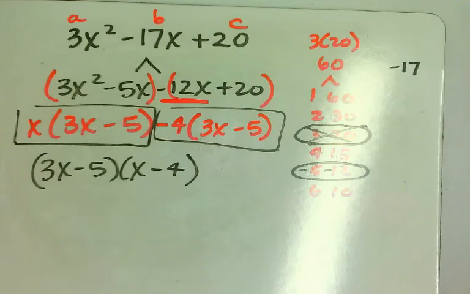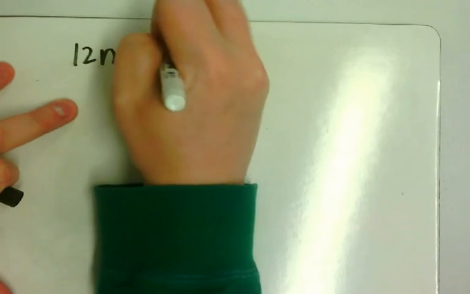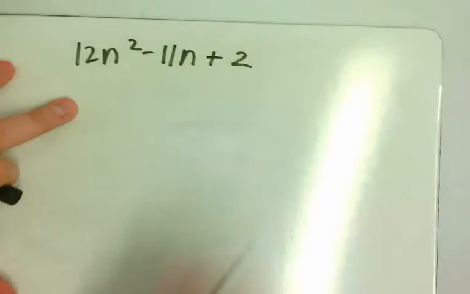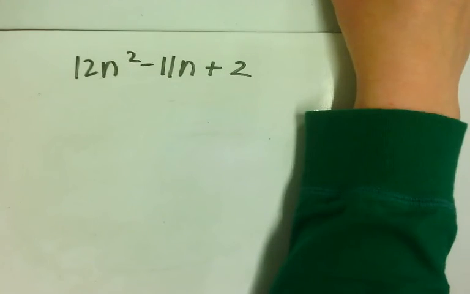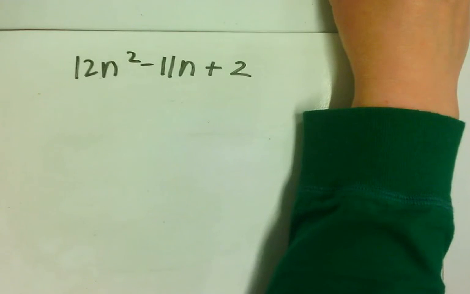Okay, so I'm going to give you one to do. I am not going to walk you through it. I want you just to try it. I will walk around and help you if you get stuck. So we're at 12n squared minus 11n plus 2. I'm going to pause the video if anyone is watching it. Try it on your own.